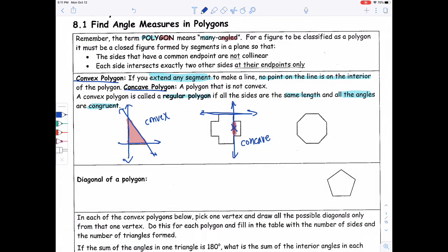Now this last one, you can see if I drew lines across all of its sides and extended them, none of them would really cross on the inside of my polygon.